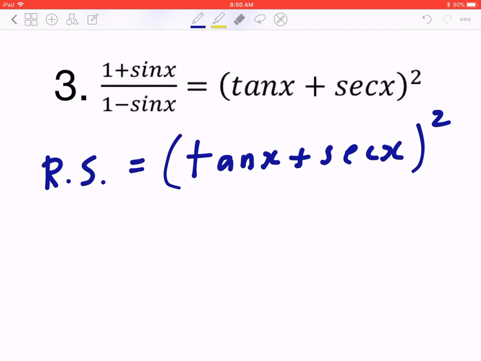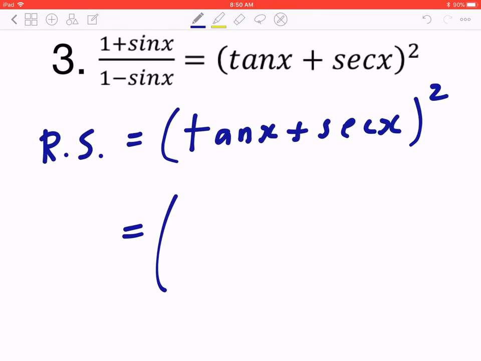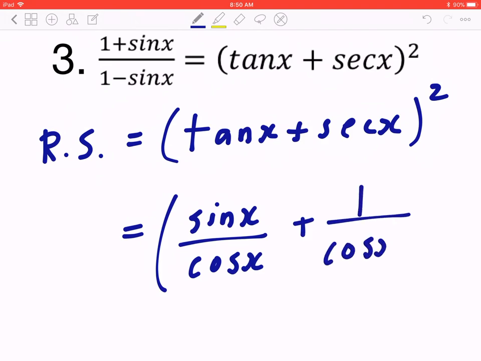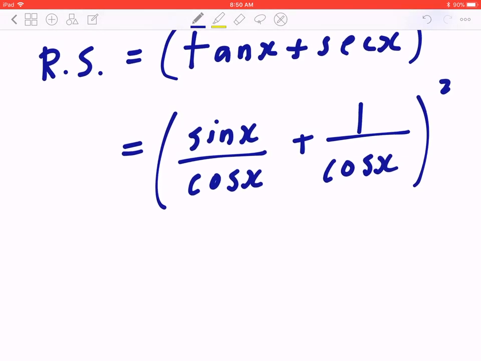I started with the right hand side, tan x plus secant x quantity squared. So you really want to begin with the end in mind and reverse engineer. Notice on the left hand side, it says 1 plus sine x divided by 1 minus sine x. So all you're looking for is everything in terms of sine x. So the first step is to rewrite tan x in terms of sine x over cosine x. And likewise, if you think about secant x, that's 1 divided by cosine x. The whole thing, quantity squared.